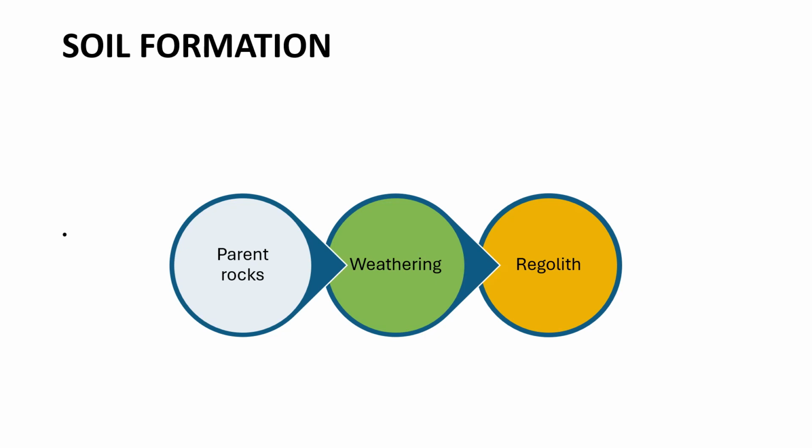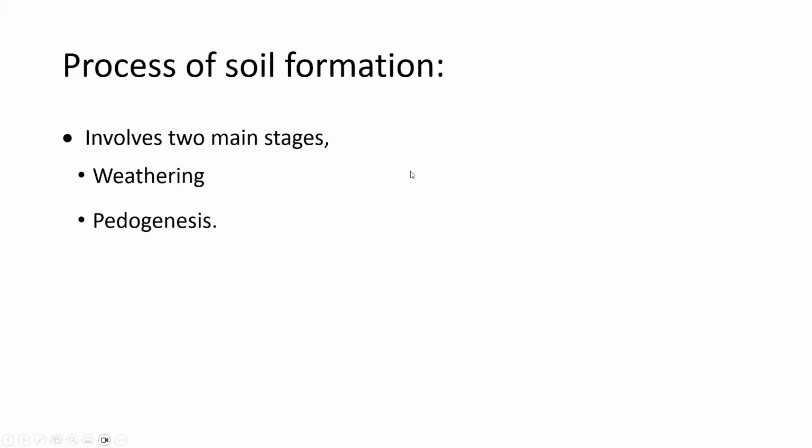Now, the process of soil formation involves two main stages, namely weathering and pedogenesis. The first one, that is weathering, in simple words, is the breakdown of the rocks and minerals into small particles. The weathering of rocks may be physical, chemical, or biological.